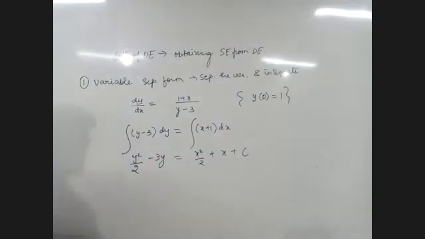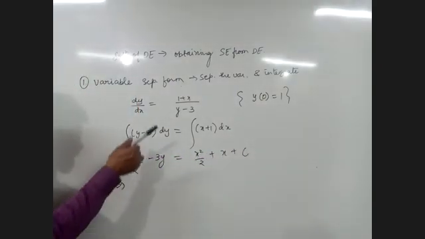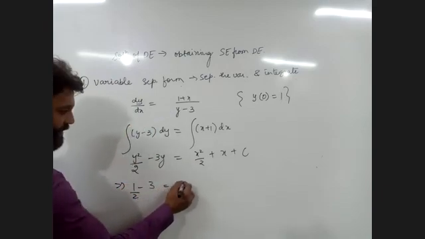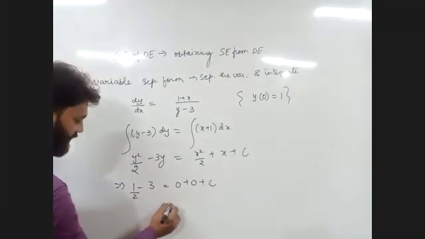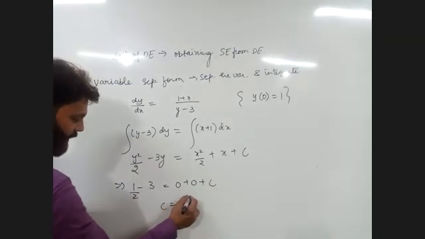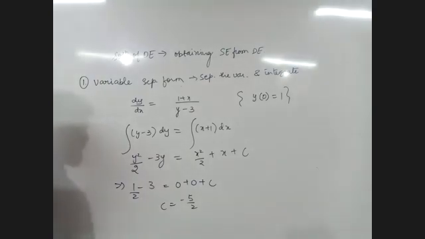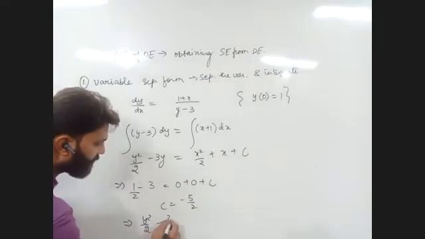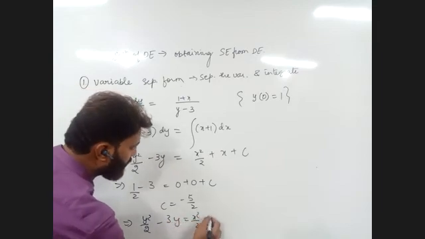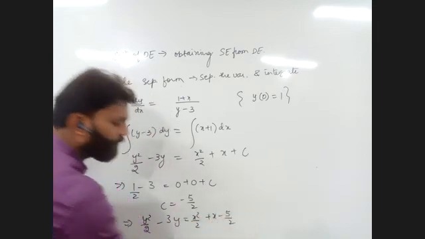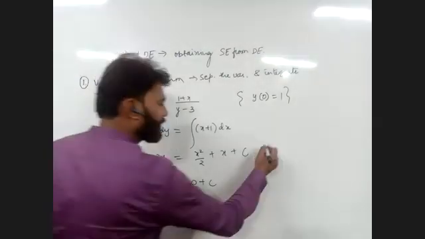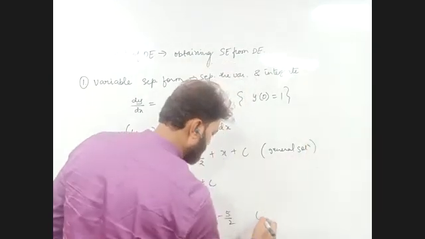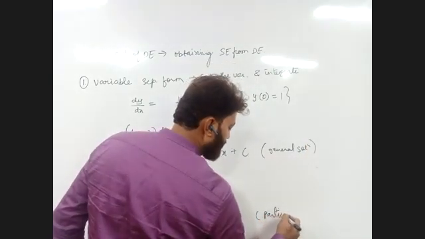तो यहाँ पर ये value put up कर लेते हैं, y की जगह 1, so 1 upon 2 minus 3, x की जगह 0 plus c, तो c की value कितनी हो जाएगी, minus 5 upon 2. बस ये वाली value आप यहाँ पर put up कर दो, तो this equation will become y square upon 2 minus 3y is equal to x square upon 2 plus x minus 5 upon 2. So this solution is the general solution and this solution is the particular solution.